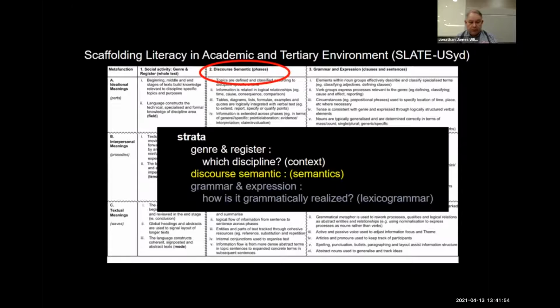And the second would be the semantics, the meaning. And the third would be how that will translate into choices in the grammar. Remember, thinking about meaning means thinking grammatically. So how is this grammaticality realized? What is accomplished through the lexicogrammar?